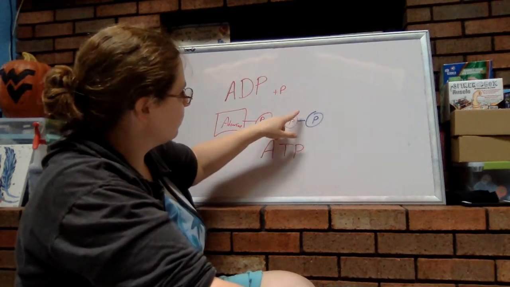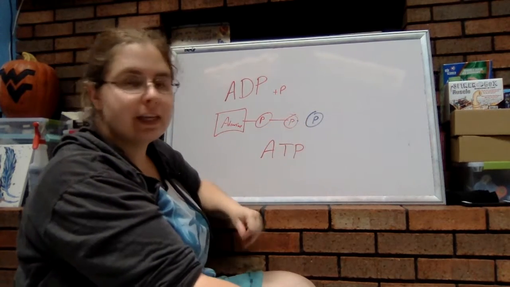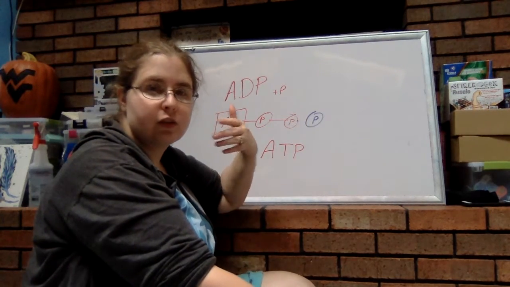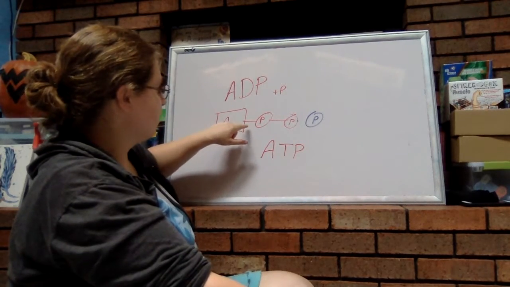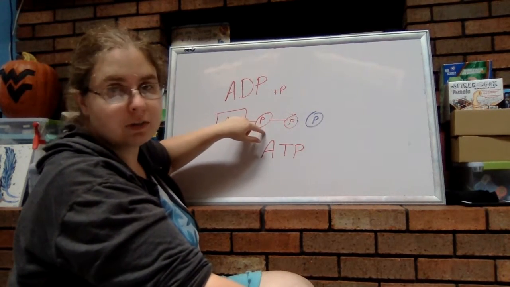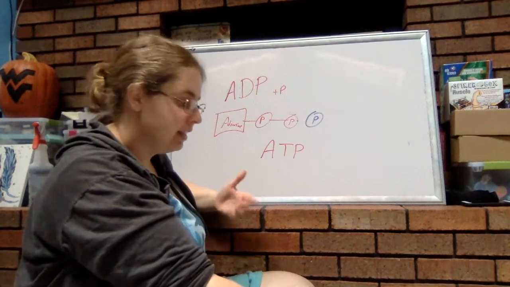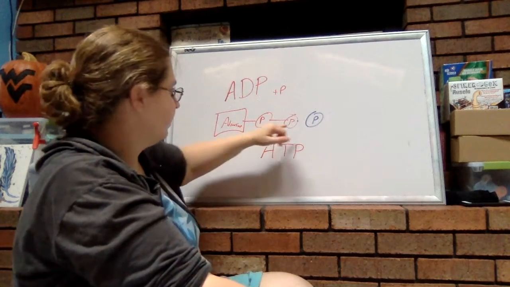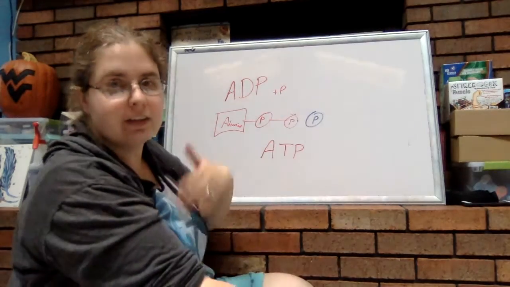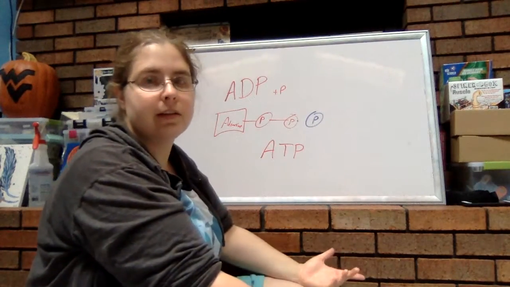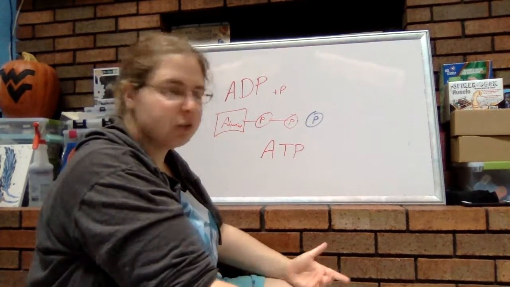So what happens is that bond gets broken, the energy is released to whichever organelle needs it, and then it's back to being adenosine diphosphate plus this lonely phosphate. They go back to the mitochondria, they get charged up again, meaning a new bond is formed, storing more energy there, and then they can go out to the cell and release it with another organelle. Kind of like a rechargeable battery.